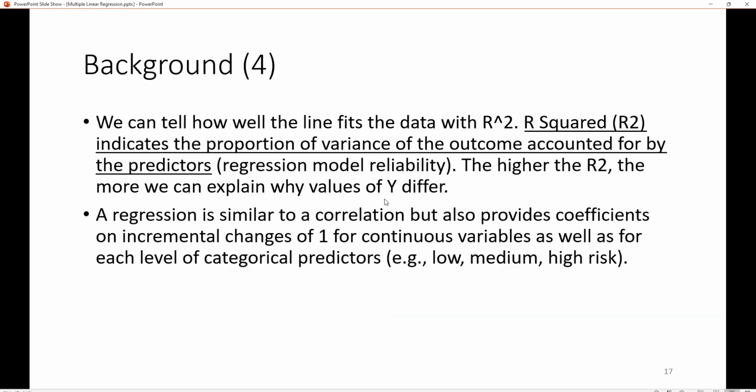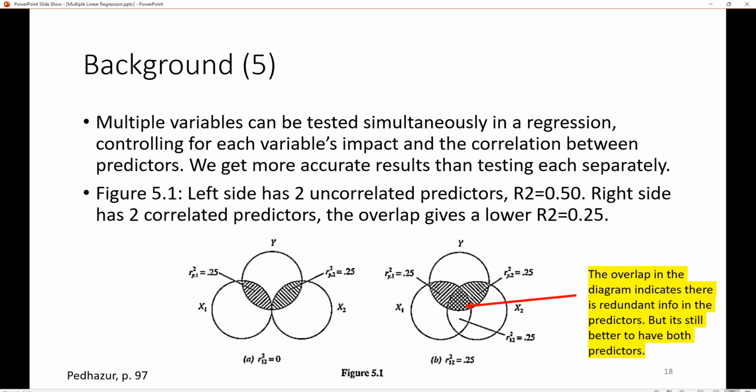We can tell how well the line fits the data with r-square. R-square indicates the proportion of variance of the outcomes accounted for by the predictors. The higher the r-square, the more we can explain why values of y differ. A regression is similar to correlation, but also provides coefficients of incremental changes of 1 for continuous variables as well as for each level of categorical predictors, such as low, medium, or high.